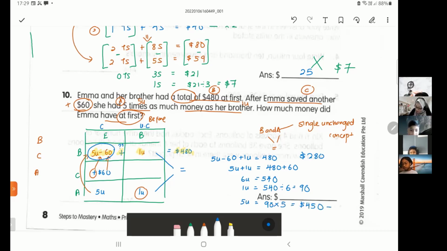Then you must minus away $60. And you will be getting $390. Answer. Okay.